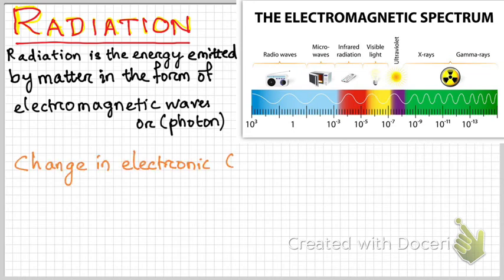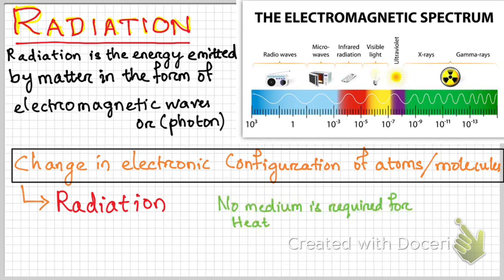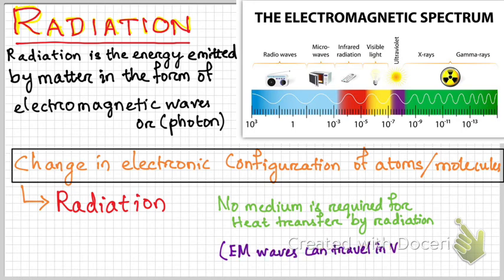In radiation, any matter radiates because a change in the electromagnetic configuration of the atoms or molecules leads to radiation. No medium is required for heat transfer by radiation, because electromagnetic waves travel at the speed of light. So this is the fastest mode of heat transfer available.